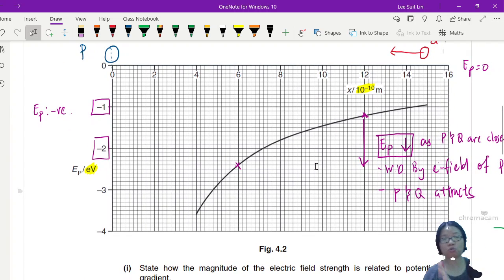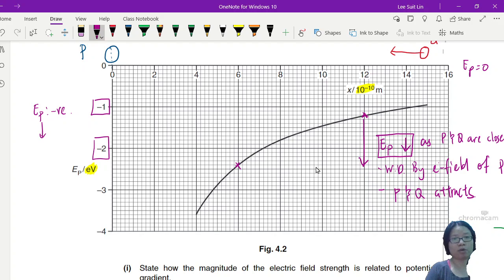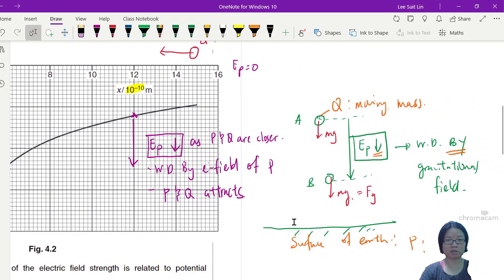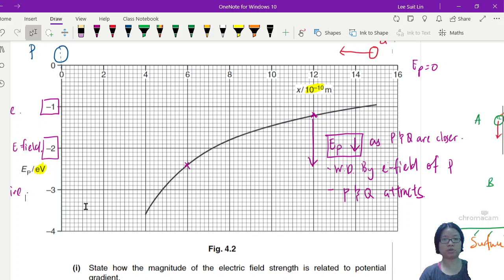A second hint to show you why it attracts is because this potential energy is always negative. So if this potential energy is always negative, this negative tells you there's work done by the electric field. Or 0 and then to negative, which is very similar to gravitational field. So this means it is attractive. So you might be able to immediately tell, or if you are still starting off your journey with electric field, you might want to just see the parallel with gravitational field. All right, so we're gonna carry on.